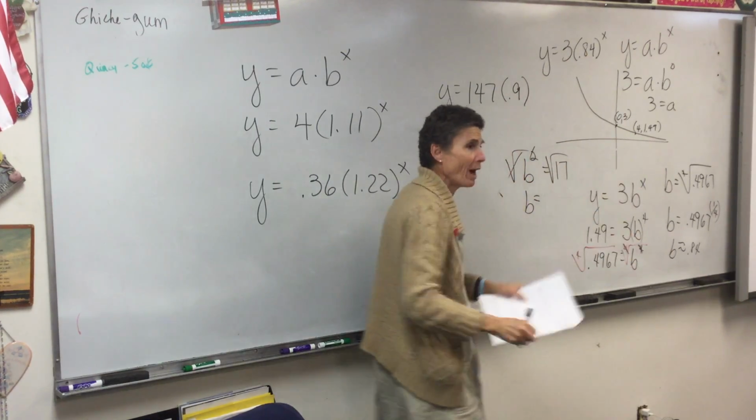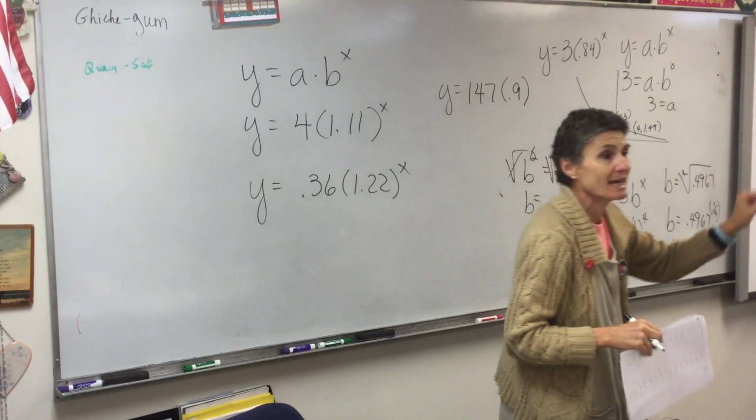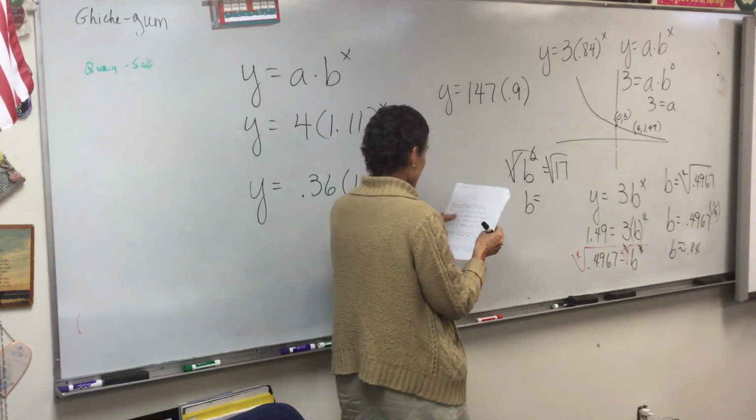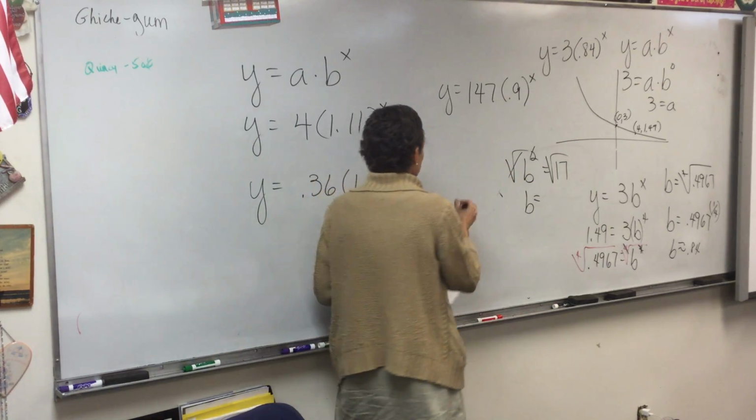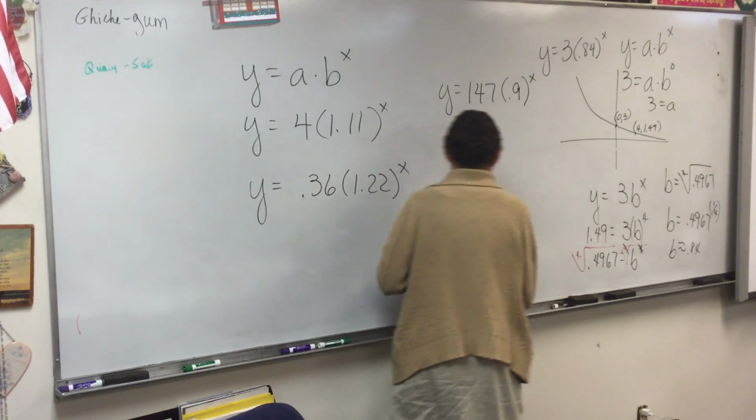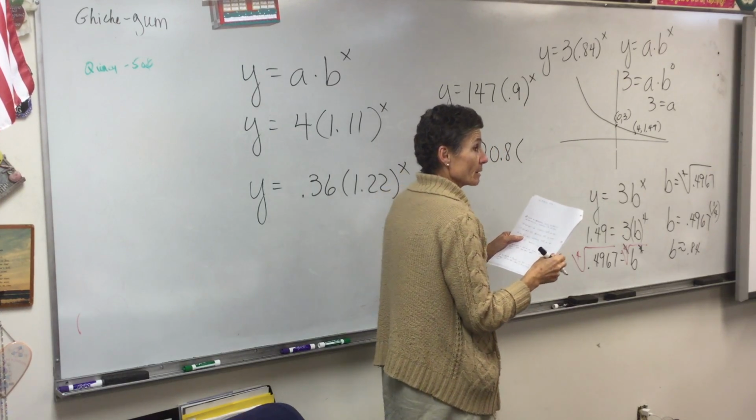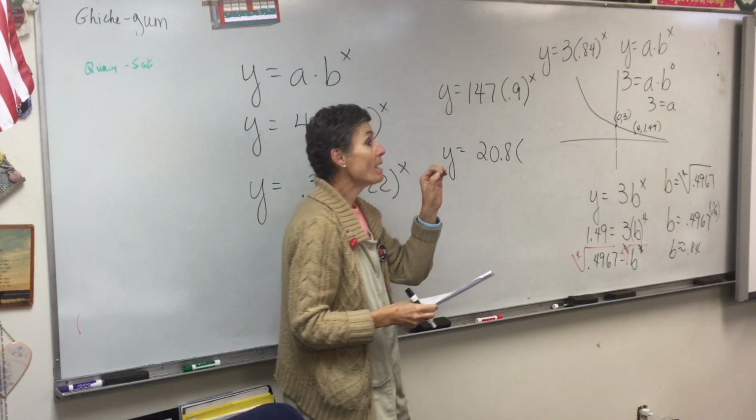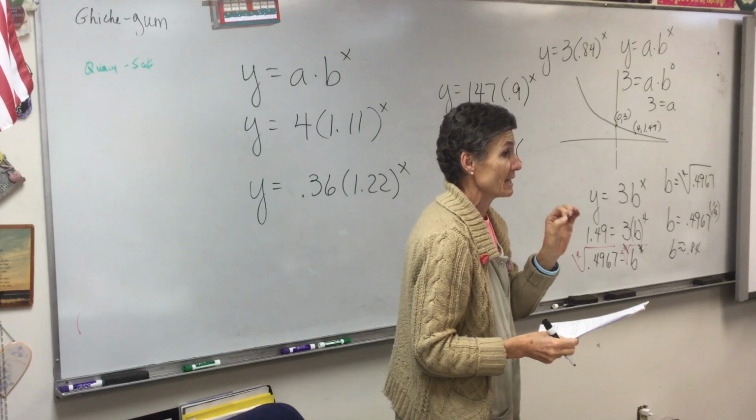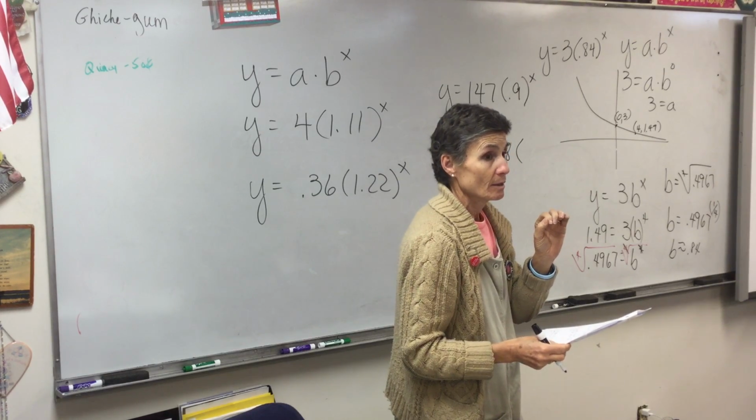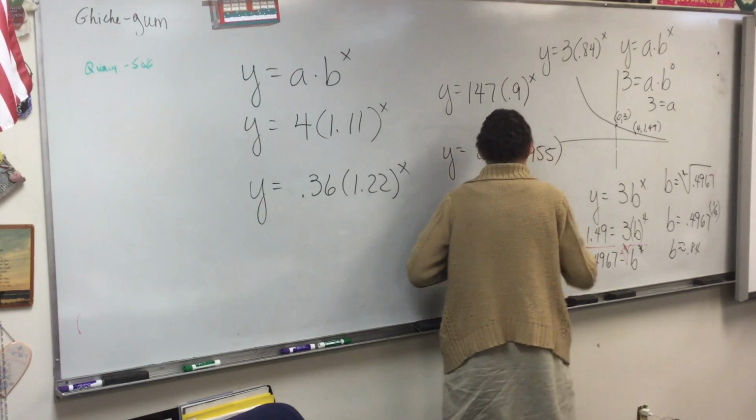147.9. Good. Why is it 0.9? Decreasing. Because decreasing 10% means 10% less than 1. So that makes 0.9 to the x. How about D? 20.8 times, no negatives. We're going to be 4.5% less than 1. So if we're 4.5% less than 1, what are we? 0.955. We want the decimal. So yes, 0.955. Very good, Marley.